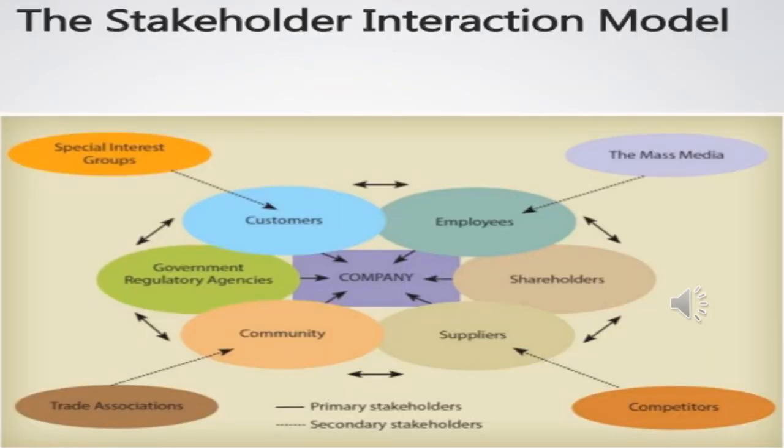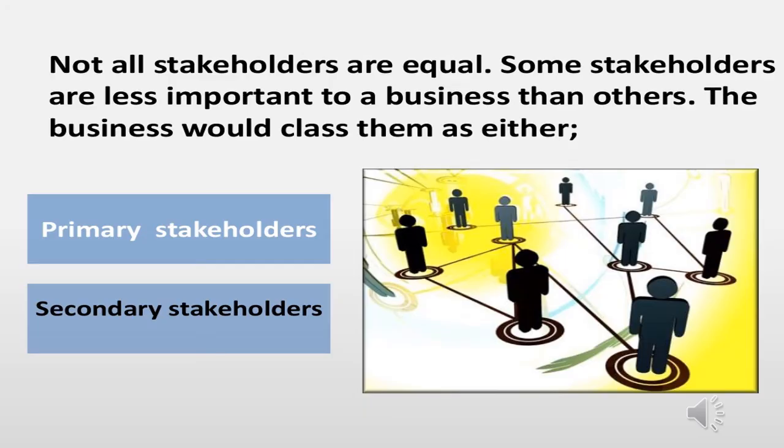Now, children, let us look at the stakeholders interaction model. It shows how closely the organization is interacting with creditors, competitors, suppliers, financial institutions, trade unions, government, society, the media and the employees. Now, children, we can say not all stakeholders are equal. Some stakeholders are less important to business than others. The business would class them into two categories, that is primary and secondary stakeholders.